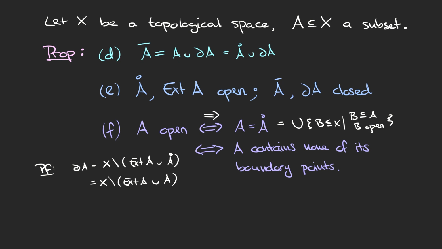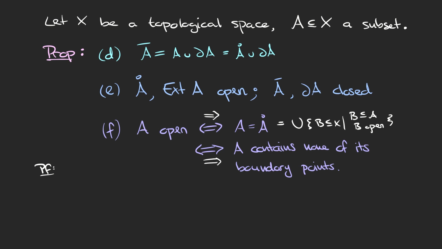Okay, but now we're done because we see that the boundary of A is the complement of a union which includes A. So by definition, any point in the boundary cannot lie in A. Hence, A does not contain any of the points in the boundary. So with that, we've shown this implication.